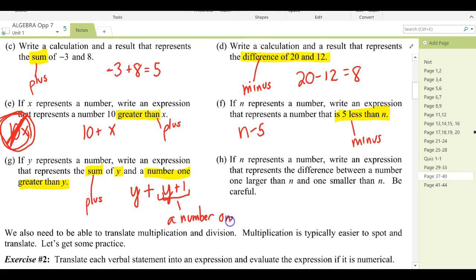one greater than y. That's not easy. It's easy. I misspoke. That's easy.